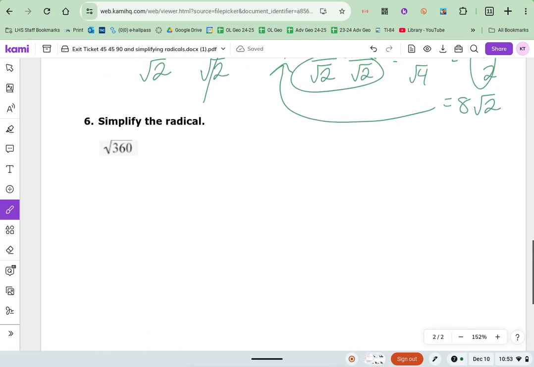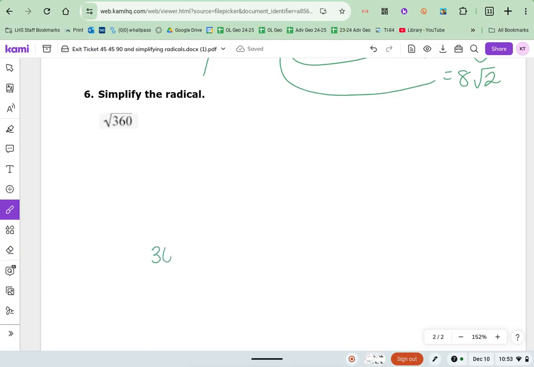Remember, this is the birthday cake method where we have 360 at the bottom and we're dividing by small numbers. I always start with dividing by 2 if our numbers are even. So 360 divided by 2 gives us 180. 180 is still even, so I can divide by 2 again. So 180 divided by 2 gives us 90. 90 is still even, so I can divide by 2 again. 90 divided by 2 gives us 45. 45 is not even, so we have to switch numbers.